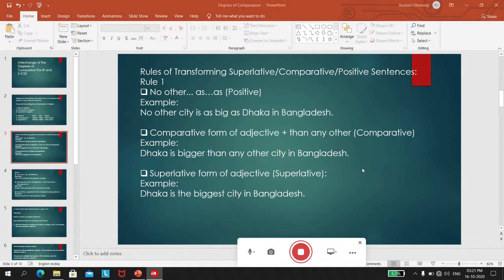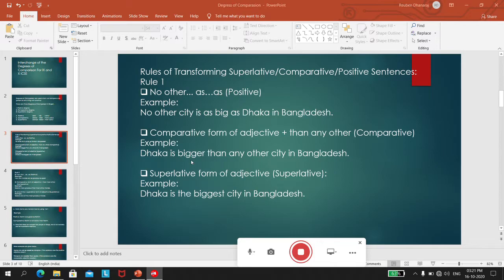See, there are certain rules for transforming superlative, comparative and positive sentences. So rule number 1, what does rule number 1 say? Rule number 1 for positive degree: no other, as. Now I've given you one example over here. The positive sentence for the example is: No other city is as big as Dhaka in Bangladesh.